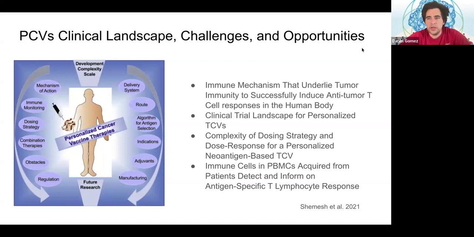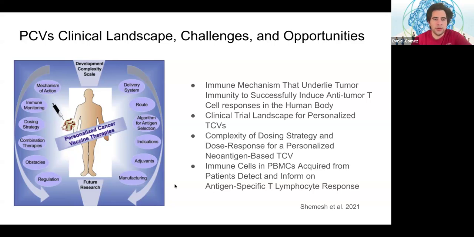So that was cancer immunotherapy, and here we have personalized cancer vaccine therapies, and the development of this is complex. The complexity at scale is that the immune system has to fight the tumor and underlie tumor immunity to have a successful induced anti-tumor T cell response in the human body. So there's a clinical trial landscape for personalized therapeutic cancer vaccines and the complexity of dosing strategy and dose response for personalized neoantigen-based TCVs. And immune cells and PBMCs acquired from patients detect an informed antigen-specific T lymphocyte response.